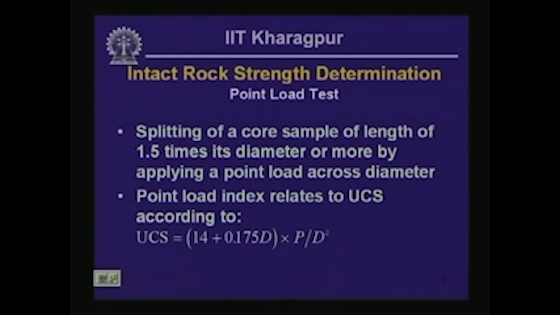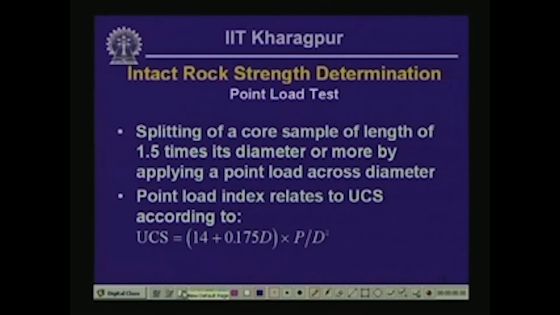and then we are going to apply a point load diametrically across the specimen, and then we are going to calculate a term called the point load index, and that point load index is going to be converted to the unconfined compressive strength of the specimen by the equation that is shown near the bottom of this particular slide. Now, here the point load index is the term on the right there.